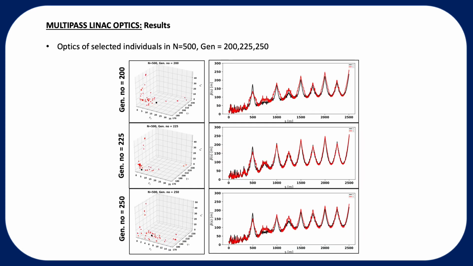Here I have put 3 solutions from 3 different search problems with generations 200, 225 and 250, and here you can see the mirror symmetric variation gets improved with 225 generations, and also the peak beta values were reduced with 250 generations.